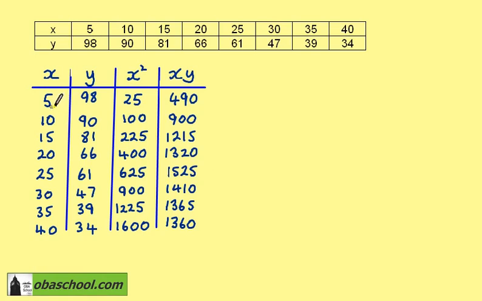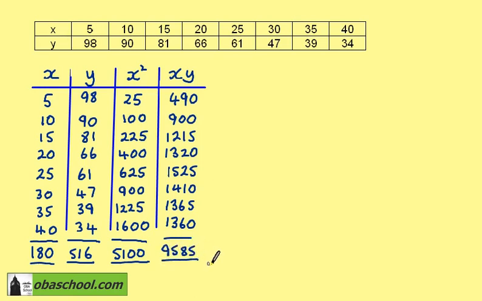We now need all the various sums. The sum of the x values is the sum of this column. To get the sum of the y values, we add this column. For the sum of the x squareds, we add this column. And the sum of the xy's is the total for this column. We can also see that we have 8 pairs of data, so n is equal to 8.